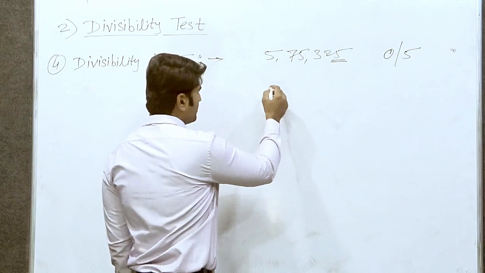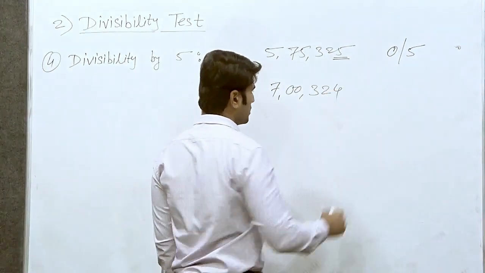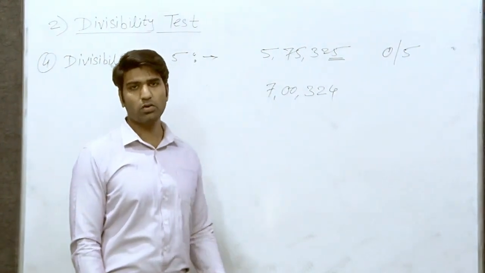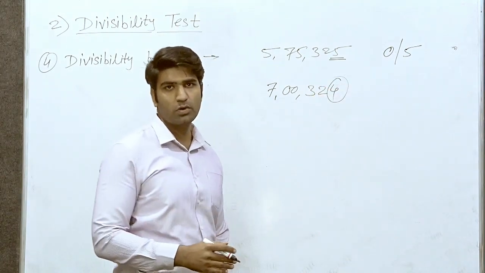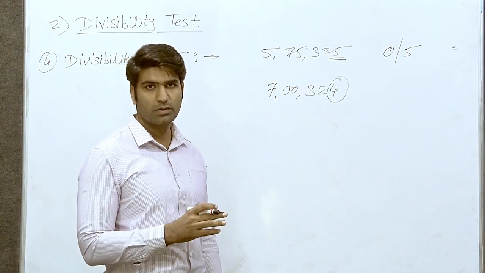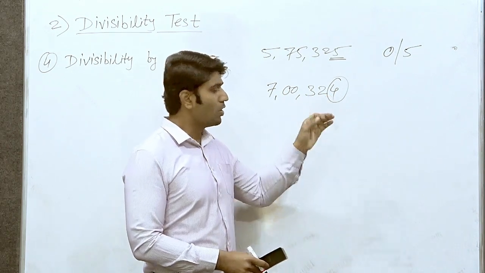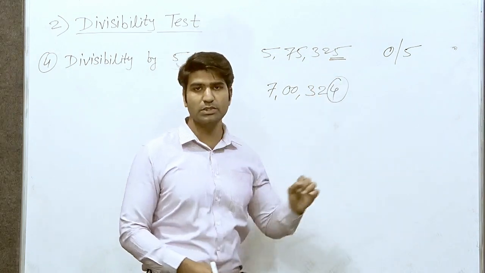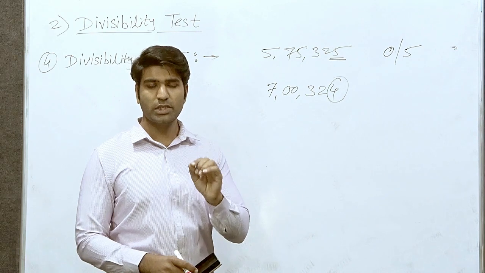Let's take another example. Now, is this number divisible by 5 or not? So check the last digit. It is 4, so it must not be divisible by 5. You can check by dividing the number. So it is not divisible by 5. Only the last digit should be 0 or 5. The last digit must be 0 or 5.